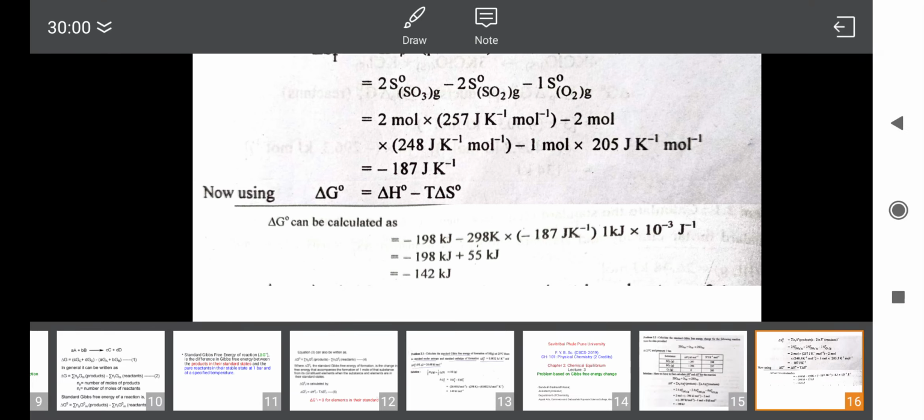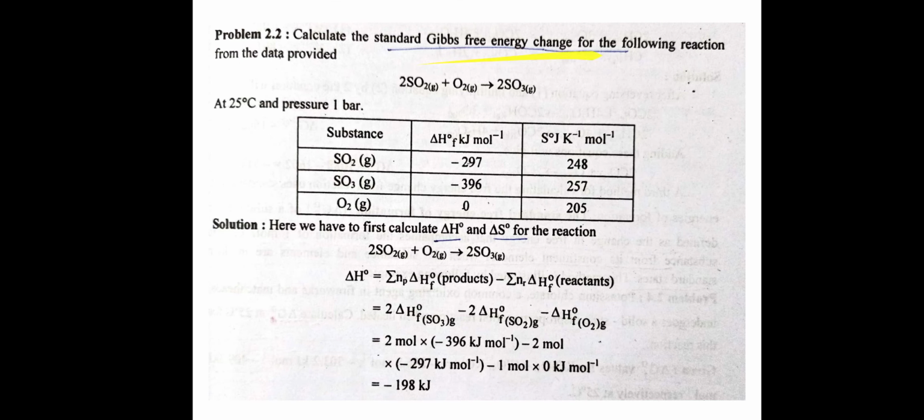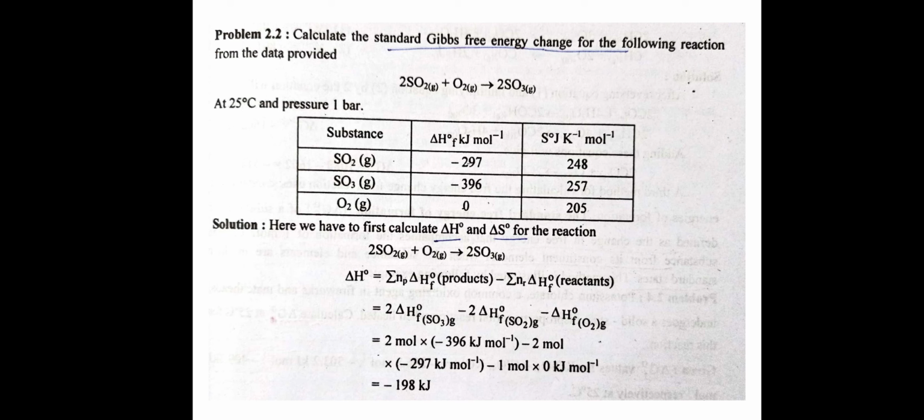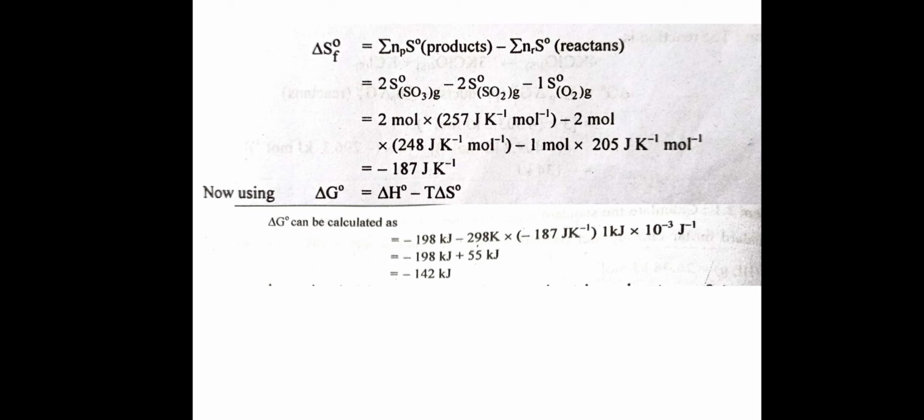So the standard Gibbs free energy change for this reaction is minus 142 kilojoule. This is one of the representative problems based on the calculation of standard Gibbs free energy of a reaction. There are various problems given in your textbook. Please try to solve those problems so you will get deep insight into this concept.